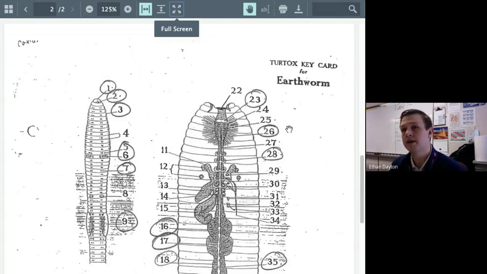24 is not circled, but it's one that we should know. It's part of the digestive system. Okay, 24, it goes from the mouth into this. You also have one of these. Okay, from the mouth into this. What is the organ that it goes into? Ava, number 24. No, not 24. 25, excuse me. I apologize. 25. The esophagus.